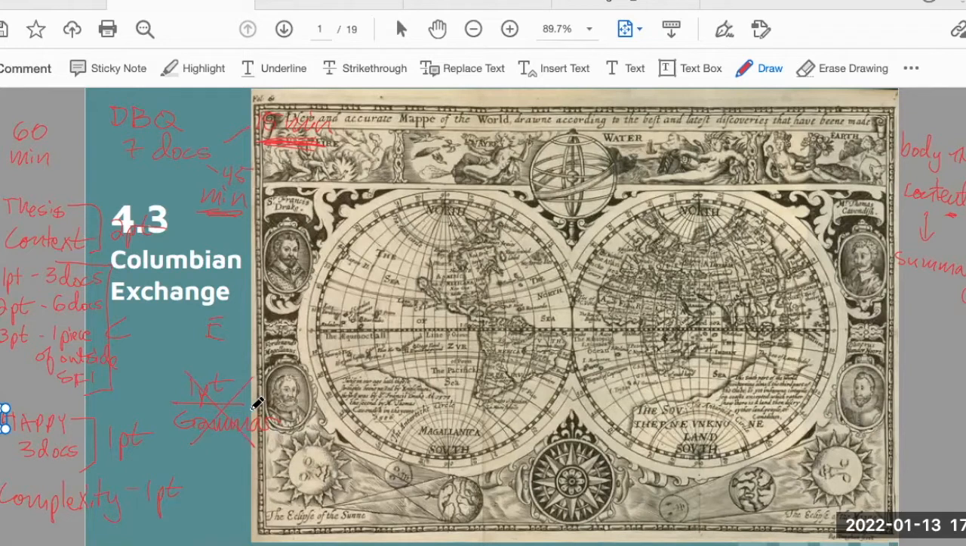So how much is the DBQ worth overall? Well, the DBQ is worth 25% of your score on the AP exam. So it is important that you're very, very familiar with these points.